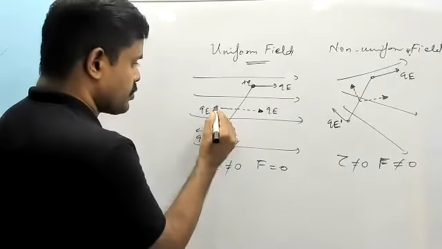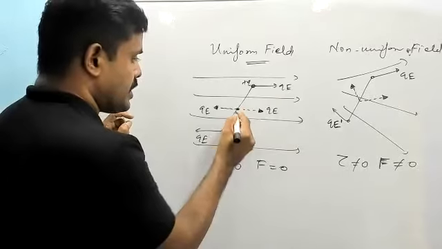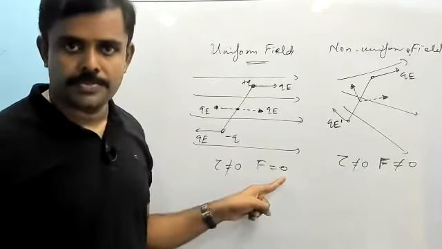Take this out to the center of mass, force to the left. They are equal and opposite. They will cancel each other. Force will be 0. Check the notes.